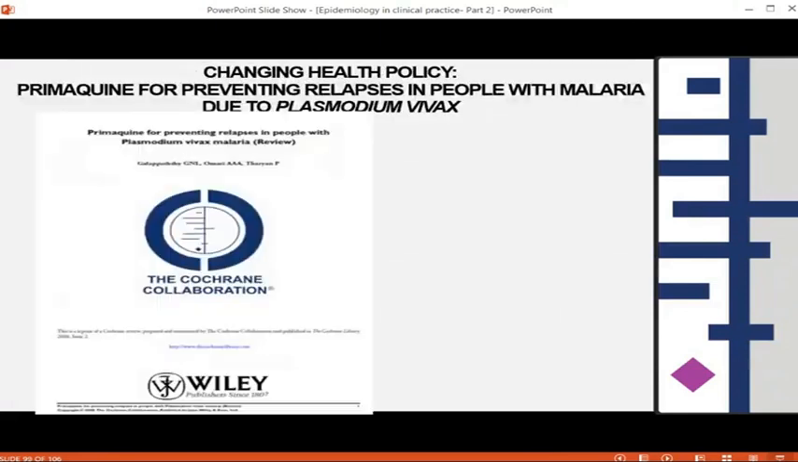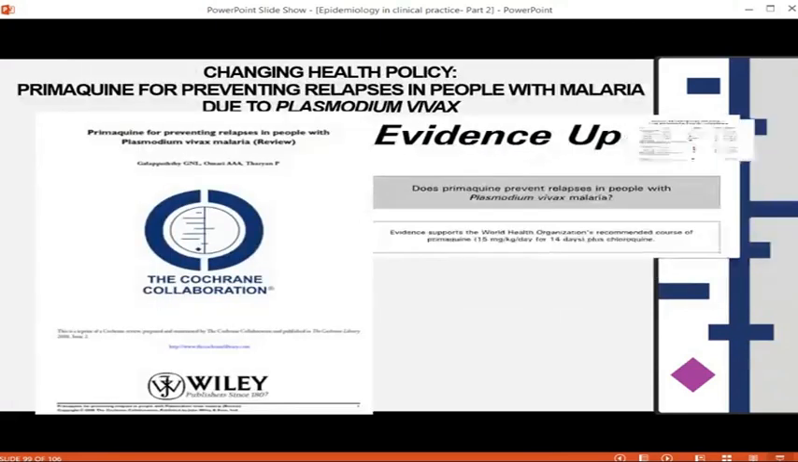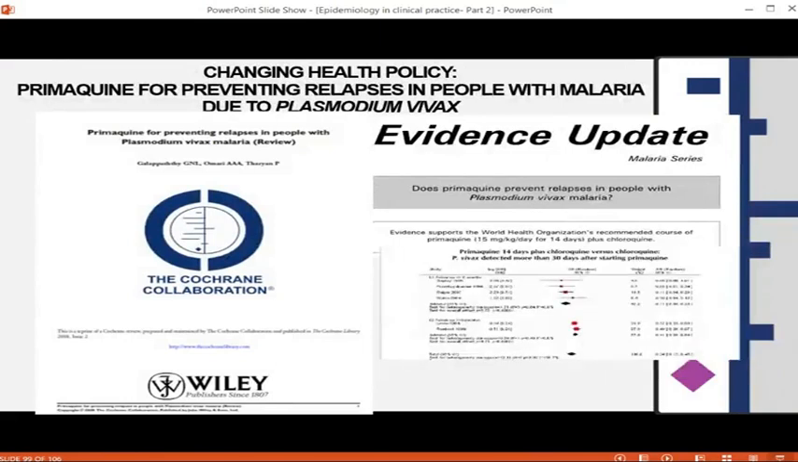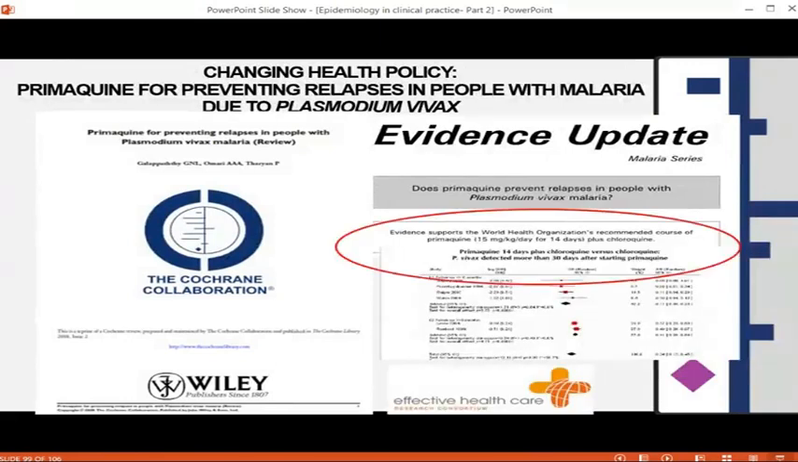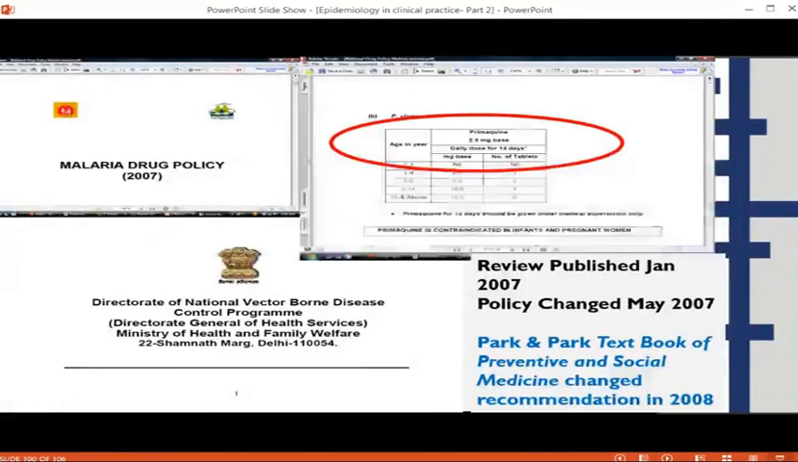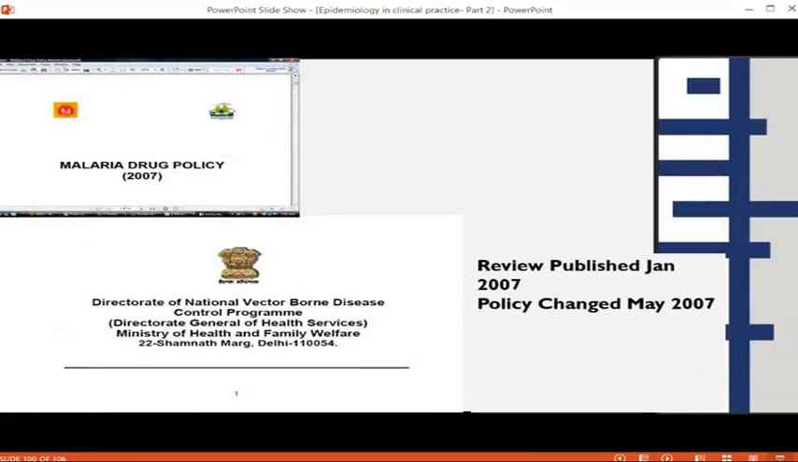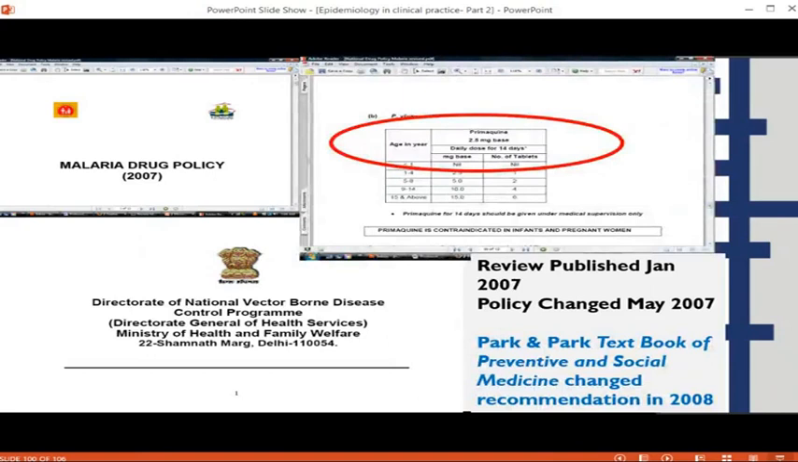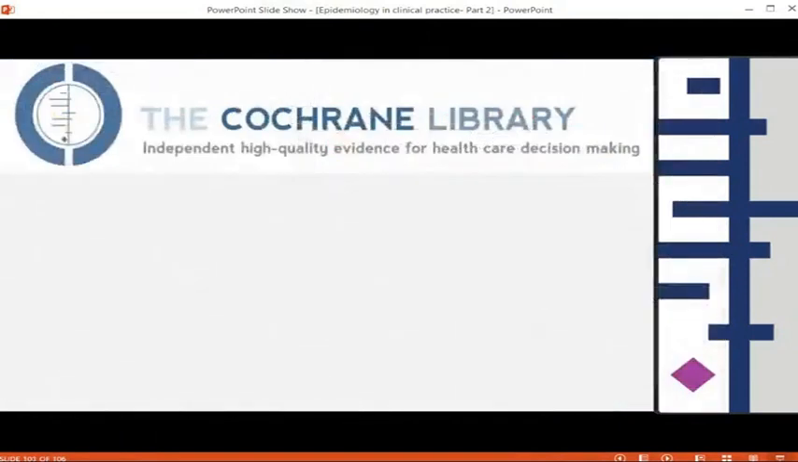What is very interesting was that we were able to actually change policy by going to the ICMR and presenting this review to them, and also giving them a 1-page summary of the evidence, and they helped us to change the malaria drug policy because it changed. The review was published in 2007, and the policy changed in a few months. 14 days is now what we give. Moreover, we found that the Park and Park's textbook of preventive and social medicine had changed the recommendation to 14 days. So systematic reviews can actually make a difference.